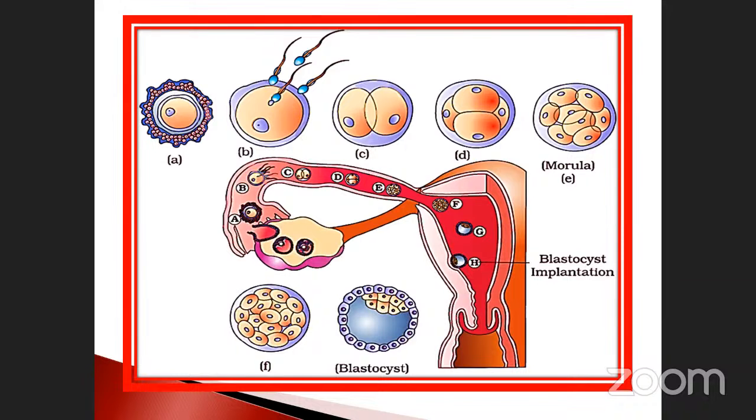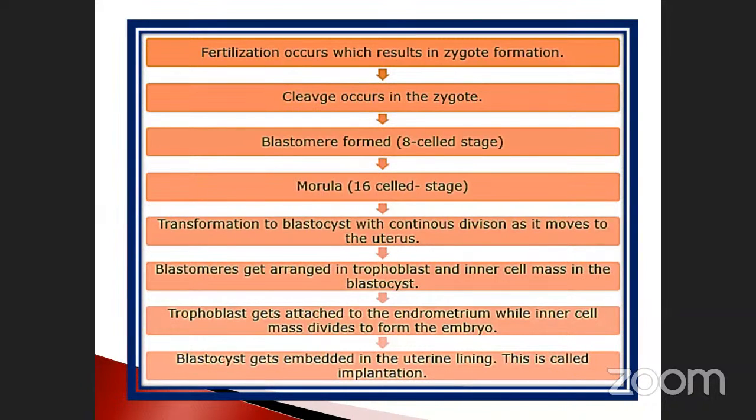Okay, see that. Fertilization occurs, with the result of zygote formation. Cleavage occurs in the zygote. Blastomeres are formed, 8-cell stage. Then morula, 16-cell stage. Transformation to blastocyst with continuous division as it moves to the uterus. Blastomeres get arranged into the trophoblast and inner cell mass in the blastocyst. Trophoblast gets attached to the endometrium, while the inner cell mass divides to form the embryo. Already we discussed up to this level.